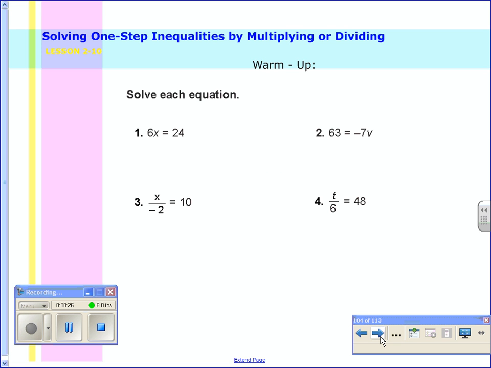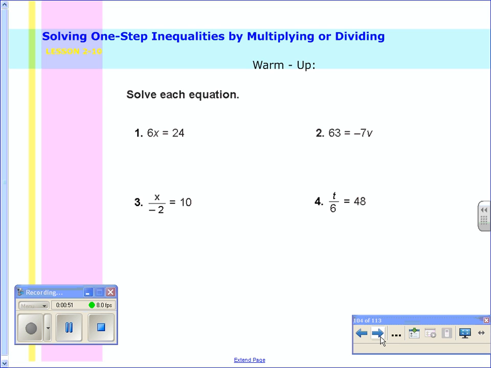So for a warm-up, we have some solve the equations. Now, number one, it says 6 times x, or 6x, is the same as 24. So we need to figure out what number x is standing in for. Some of you may know the number that you can multiply by 6 to get 24, and that's great. But again, let's go through those steps to solving one-step equations.